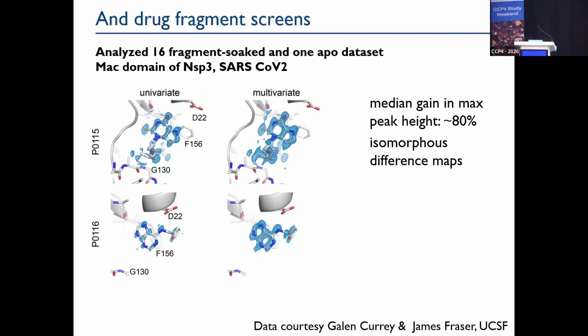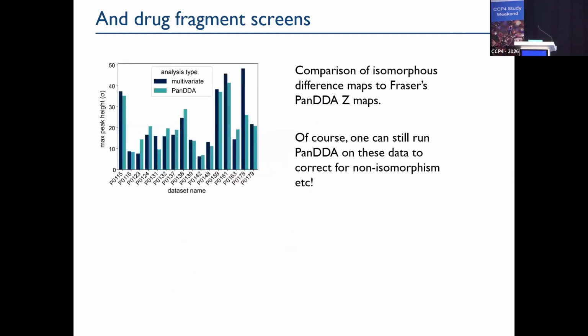Yeah, so the gains are about 80%. If we compare this to Panda analyzed data, we can see that Panda generally does a little bit better. But we can already, just from isomorphous difference maps, get signal that's comparable to what you can get out of Panda. Of course, you can still take these merged structure vector amplitudes and pass them through Panda. We haven't done that, but presumably that is going to be better still.